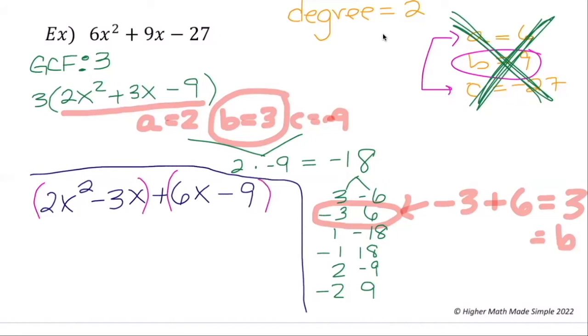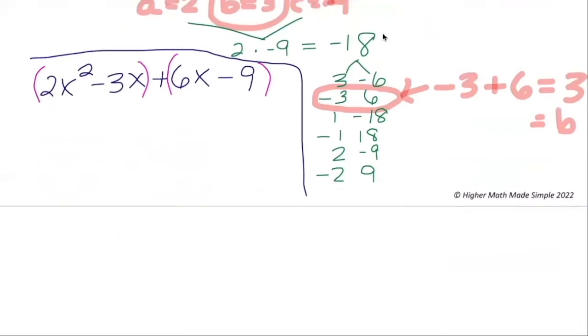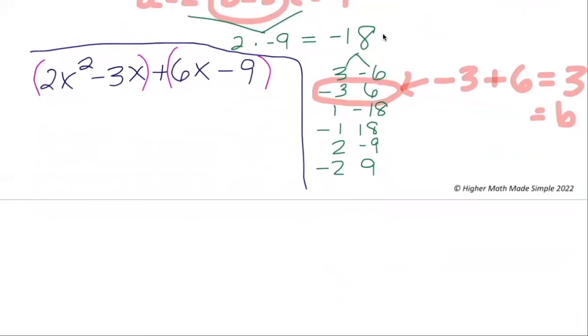We can now factor by grouping. So the first group has an x in common. So the GCF is x. So x times 2x gives me 2x squared. And an x times a -3 gives me the minus 3x. In the second group, we can take out a positive 3. 3 times 2x gives me 6x, and 3 times a -3 gives me a -9. So we can clearly see this is correct.